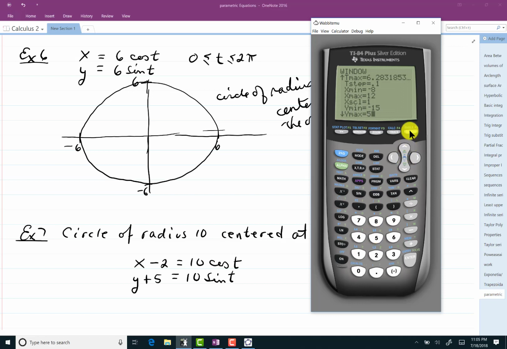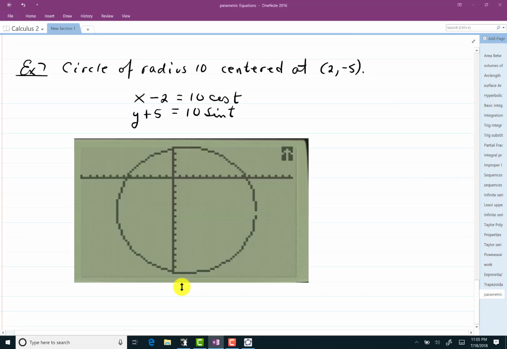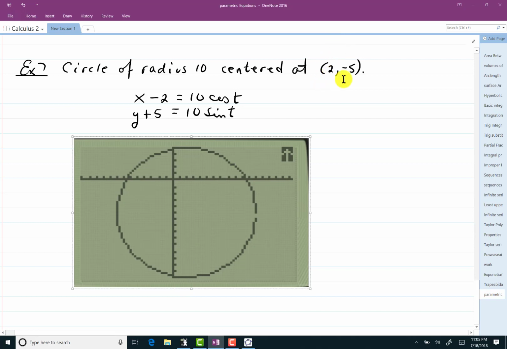And let's take a look at the graph. And there it is, perfectly encapsulated. I'm going to zoom square it so that it looks like the circle it's supposed to be. So let's see if I can locate 2, negative 5. X equals 2: 1, 2, 3, 4, 5. Here's negative 5. There's my center, 2, comma, negative 5. And the circle you see is of radius 10.